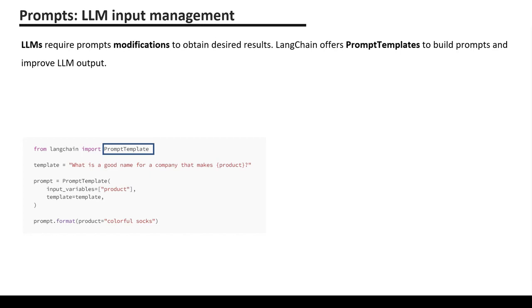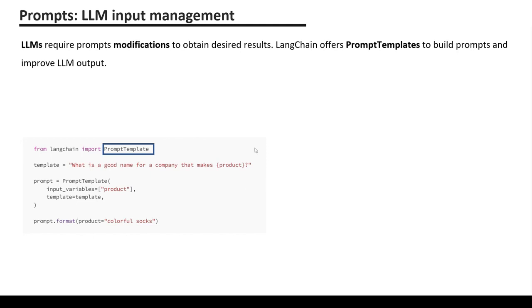We generate the prompt using the prompt template function, passing the input variables, in this case product, and the complete template. When we want to use the large language model with this template, we simply use the prompt.format function and indicate the input variable, in this case product. We specify that it will be colorful socks. What are we doing with this? We are providing ChatGPT, for example, with the command "what is a good name for a company that makes?" and instead of product, it will take the value we specify in the call, in this case, colorful socks.